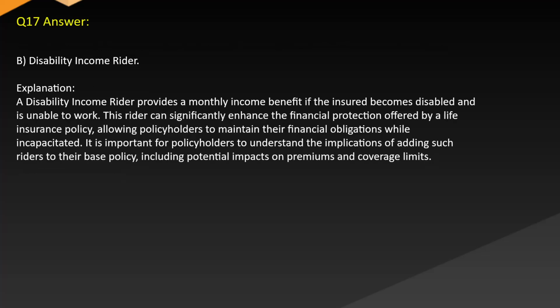Answer. B. Disability income rider. Explanation. A disability income rider provides a monthly income benefit if the insured becomes disabled and is unable to work. This rider can significantly enhance the financial protection offered by a life insurance policy, allowing policyholders to maintain their financial obligations while incapacitated. It is important for policyholders to understand the implications of adding such riders to their base policy, including potential impacts on premiums and coverage limits.